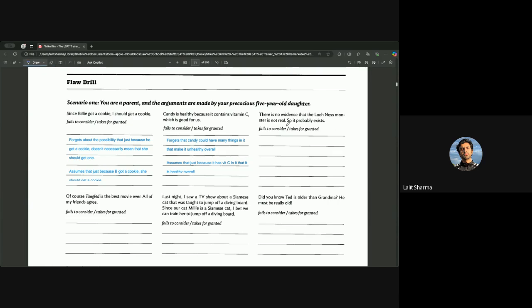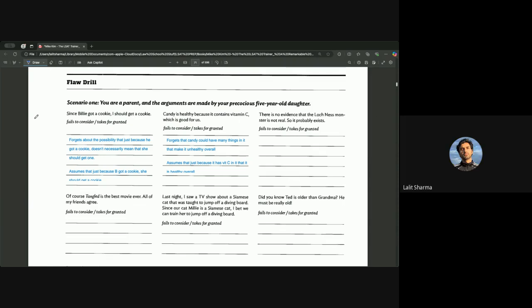Alright, what do you think? You don't even have to use the fallacy names so much. Just tell me, how do you understand this, and do you think it's a good argument or a bad argument? What do you think? I would say it's a bad argument.